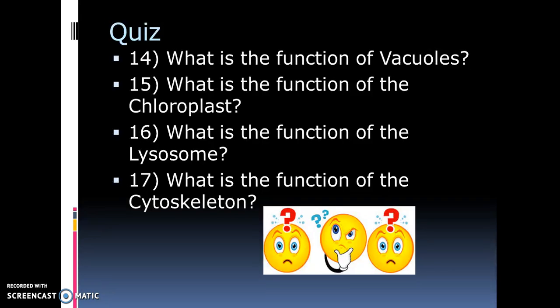So the next quiz after the organelle table, there was the function of vacuoles, function of chloroplasts, function of lysosomes, and what is the function of cytoskeletons?